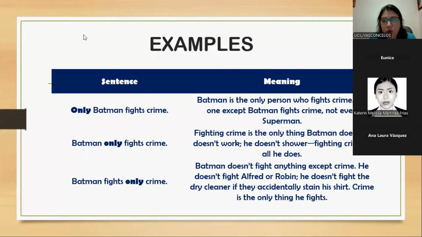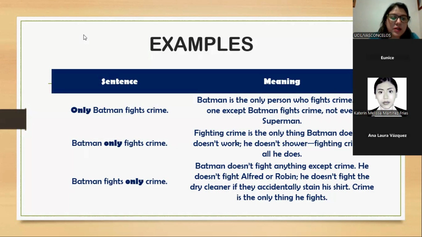So here we have Only Batman fights crime. Batman is the only person who fights crime. No one except Batman fights crime, not even Superman, right? So that means he is the only person who does that. Then Batman only fights crime. It is more related to fighting crime being the only thing that Batman does. He doesn't work, he doesn't shower. Fighting crime is all he does.